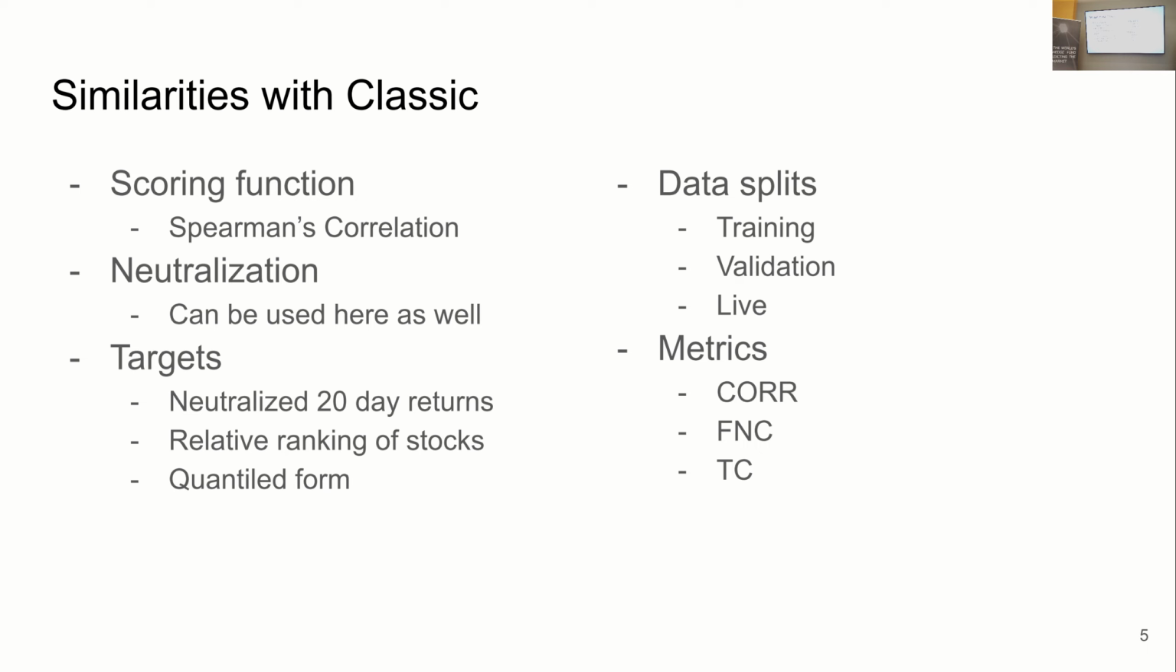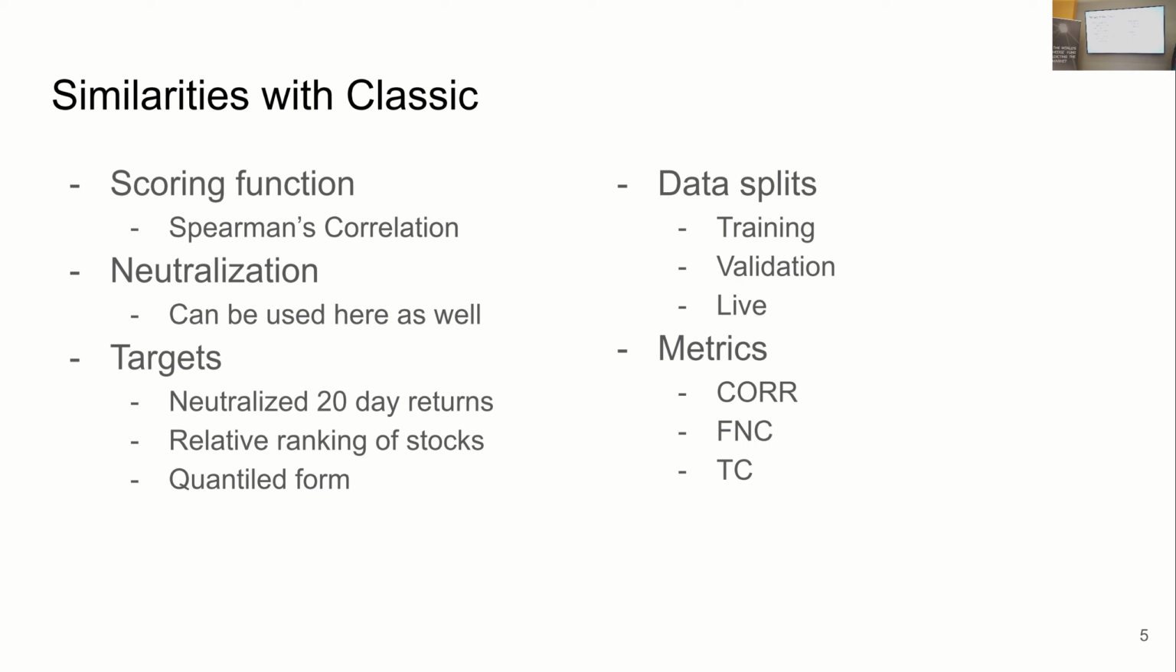So these are two tournaments. There are some similarities between them and classic. One is the scoring function, which is Spearman's correlation, and now TC. Neutralization can be applied to both tournaments as well. The targets are neutralized 20-day returns. Are we getting more targets and signals as well? Yes, and they are in a similar form. There are data splits, training, validation, and live, and metrics as well.